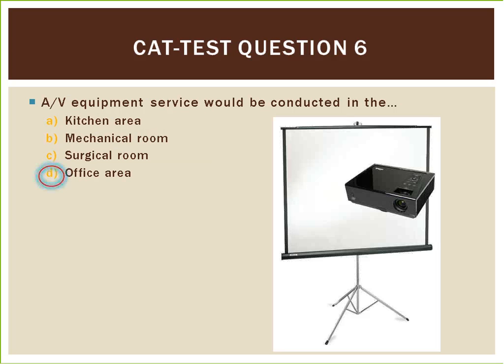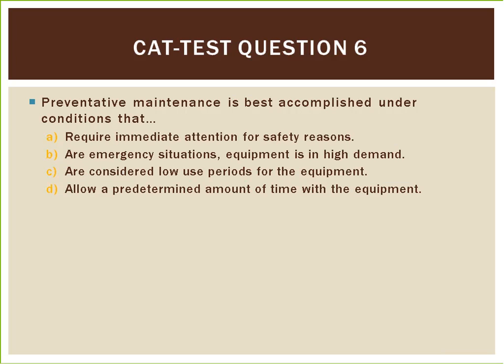D is the best answer here because an office area is typically where you would find audio-visual equipment or devices. A is incorrect because a kitchen is for food preparation equipment. B is incorrect because a mechanical room houses building equipment and services of audiovisual equipment is not necessary for this area. C is incorrect because a surgical room is a sterile environment used only for surgery procedures.